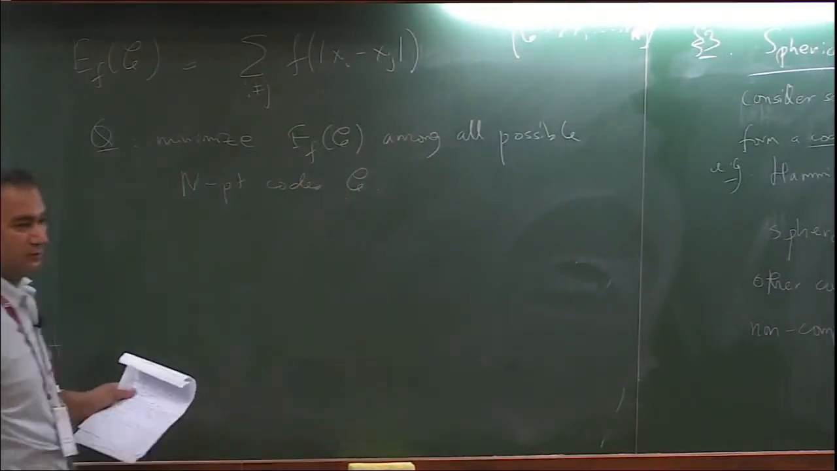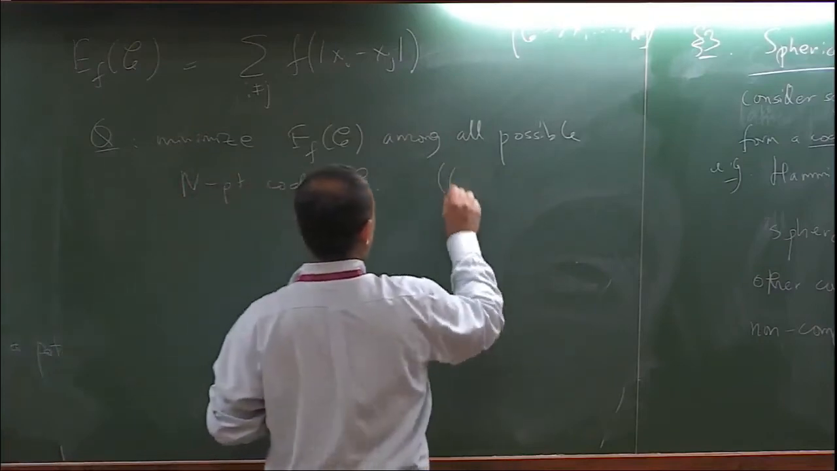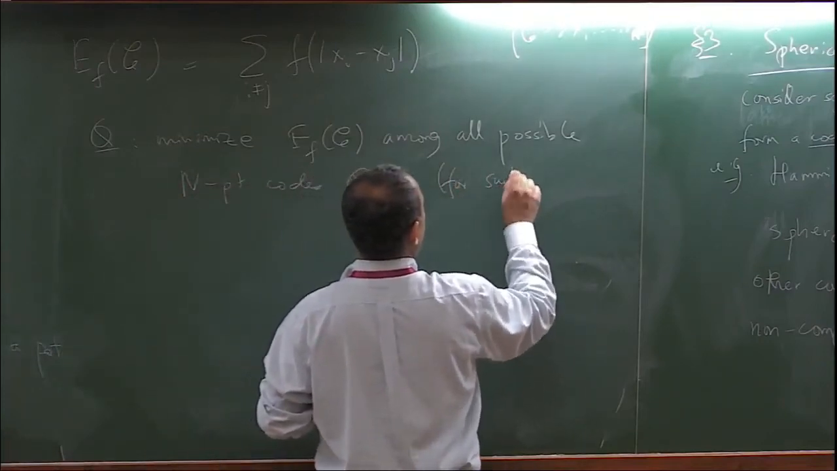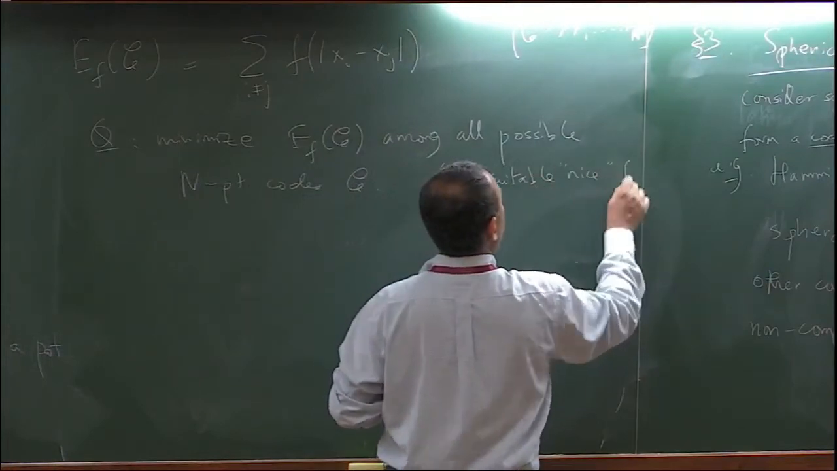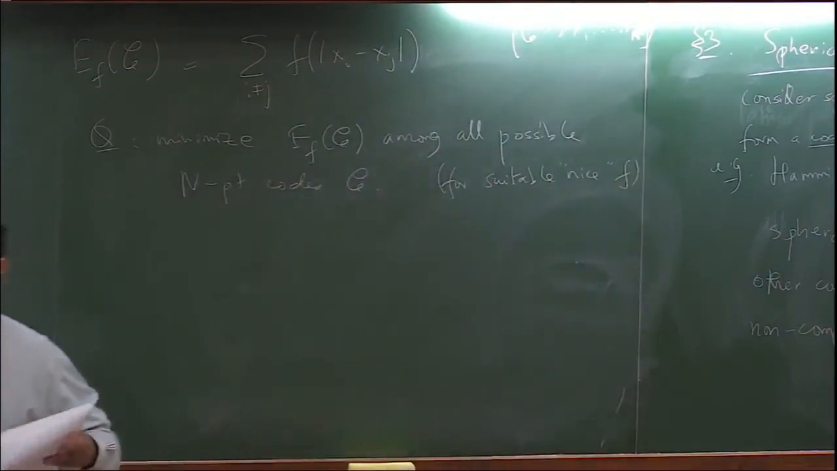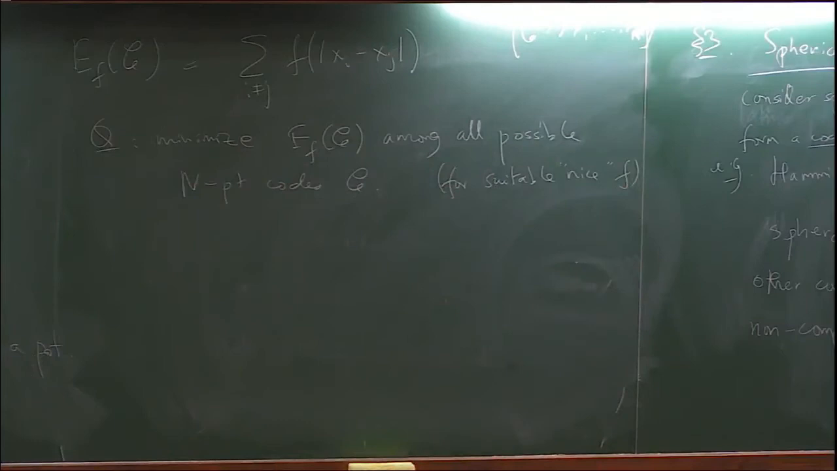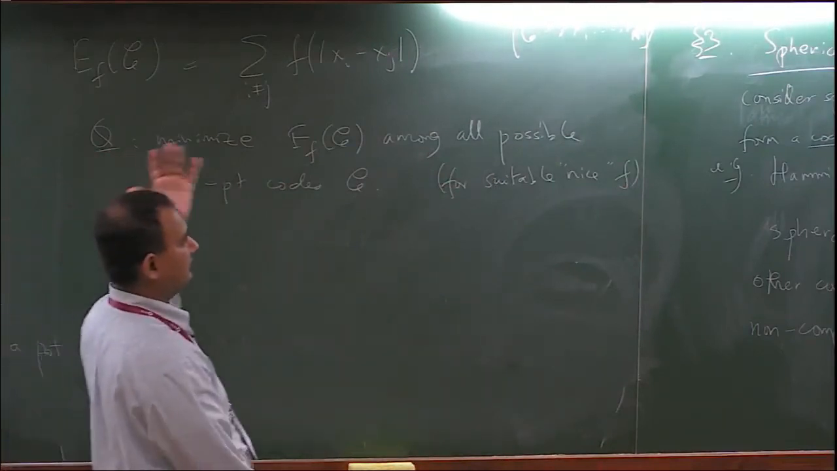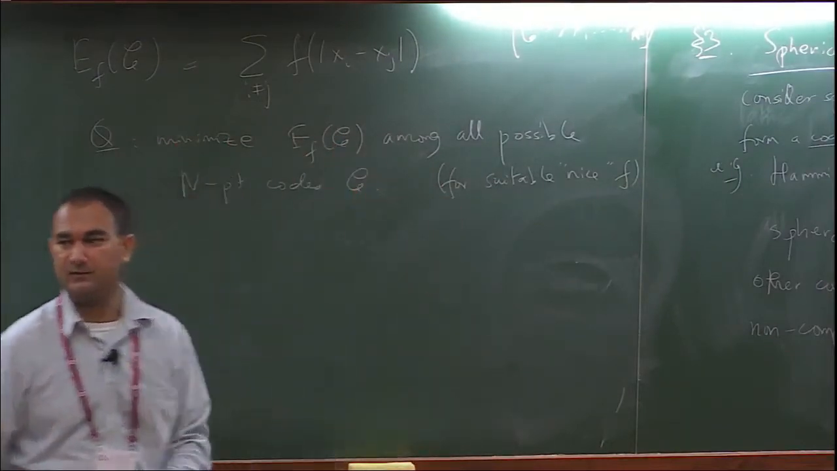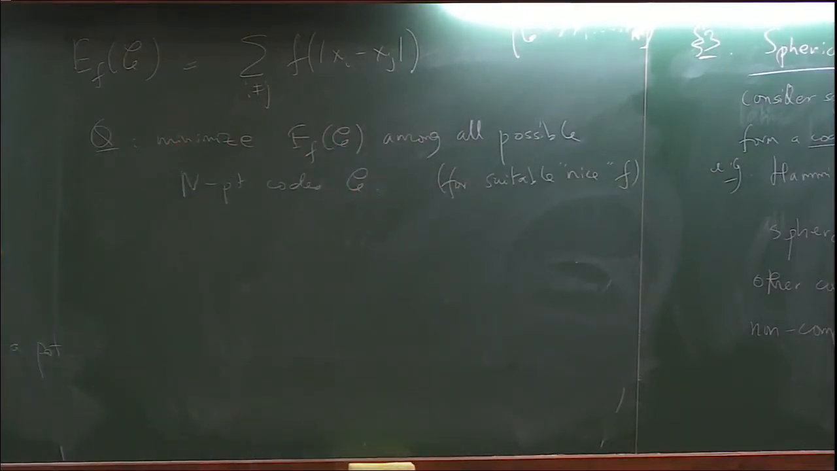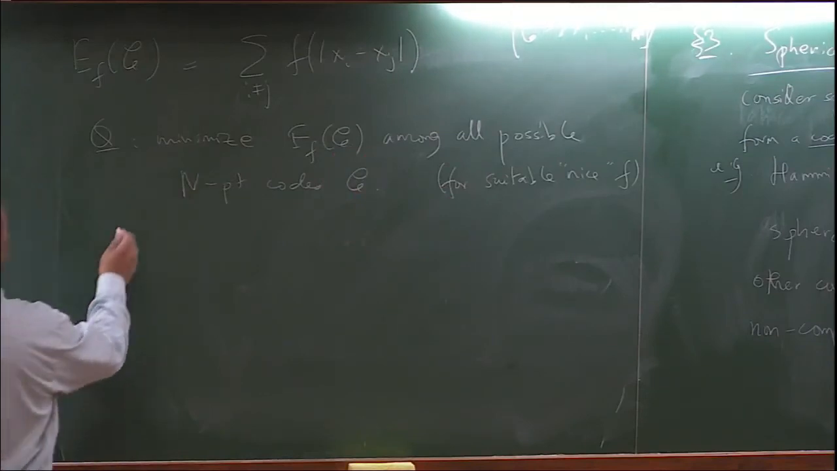For suitable f. Usually you want a function which is repulsive, so you want a potential function which leads to a repulsive force. Something like 1 over distance to some power is a reasonable potential function. So you can even use this.